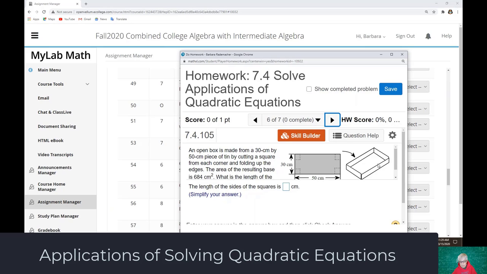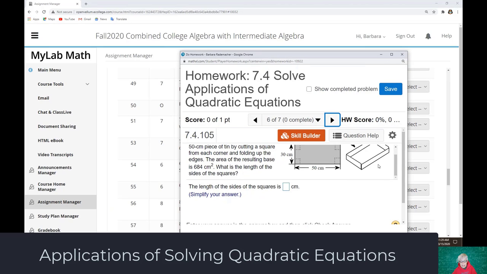It's not the same problem. However, at least we have an answer here. The area of the resulting base is 684. So all I have to do is change the dimensions to 30 by 50. Let me do that. And then 684 will be the area of the base of the box right there. So here we go.